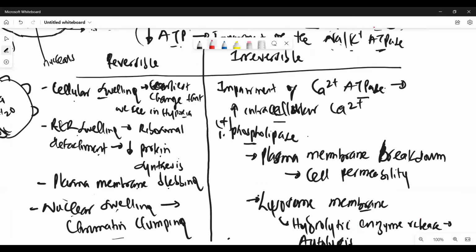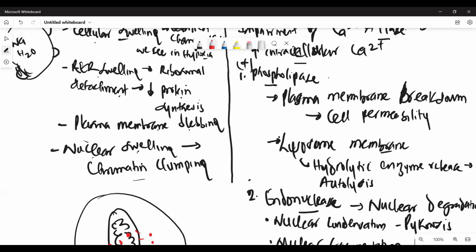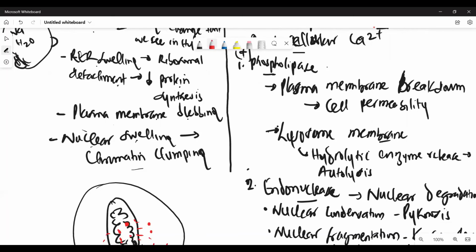Okay? So in summary, hypoxic cellular injury, right? We divided the changes into two: reversible and irreversible. So if there's no ATP, the sodium potassium ATPase pump is going to stop working, and as a result the sodium cannot leave the cell anymore, and the water follows sodium. That will lead to cellular swelling, which is the earliest change that we see with hypoxia. And as a result, all the organelles inside the cell are also going to swell up.